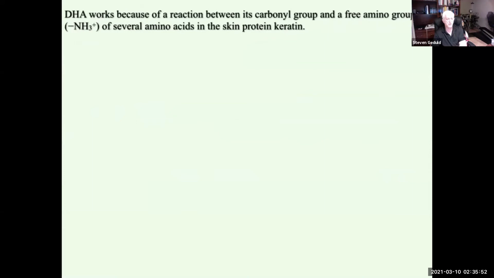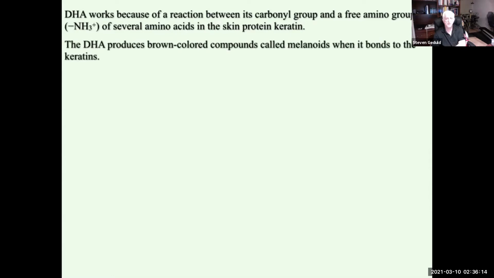DHA works because of the reaction between its carbonyl group and the free amino groups of several amino acids in the skin protein keratin. Remember, your skin has keratin in it, which is a strong fiber on the surface. Okay, it gives it its toughness, its thickness. Amino groups have NH3 and they react with the carbonyl group of the DHA. The DHA produces brown colored compounds called melanoids when it bonds to the keratins.